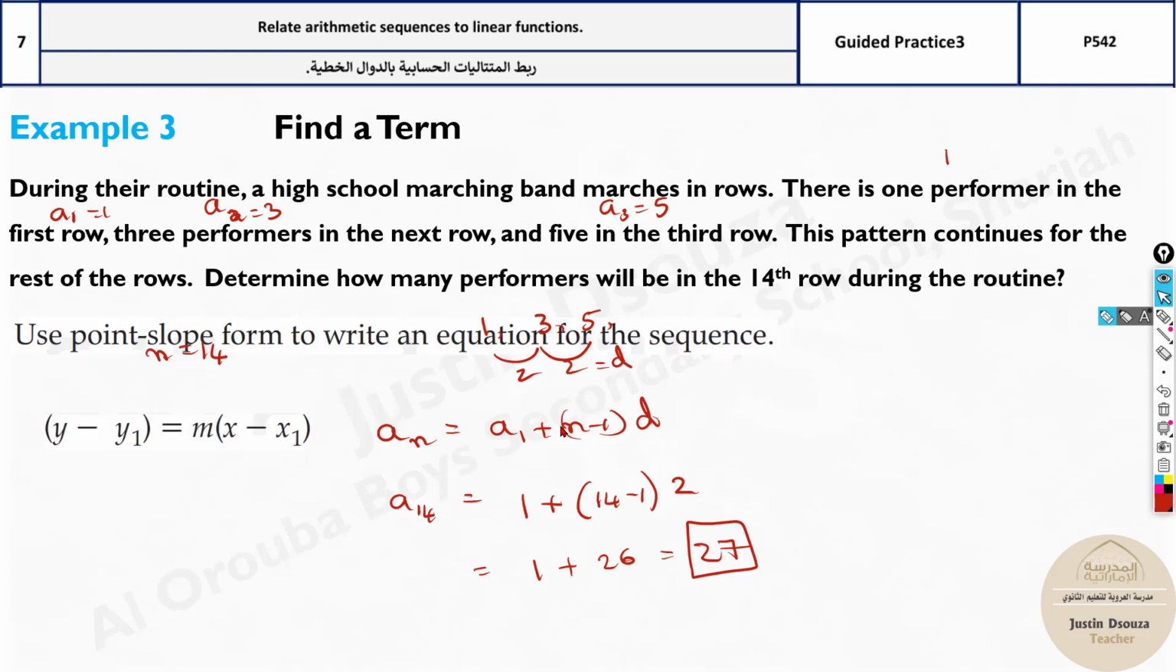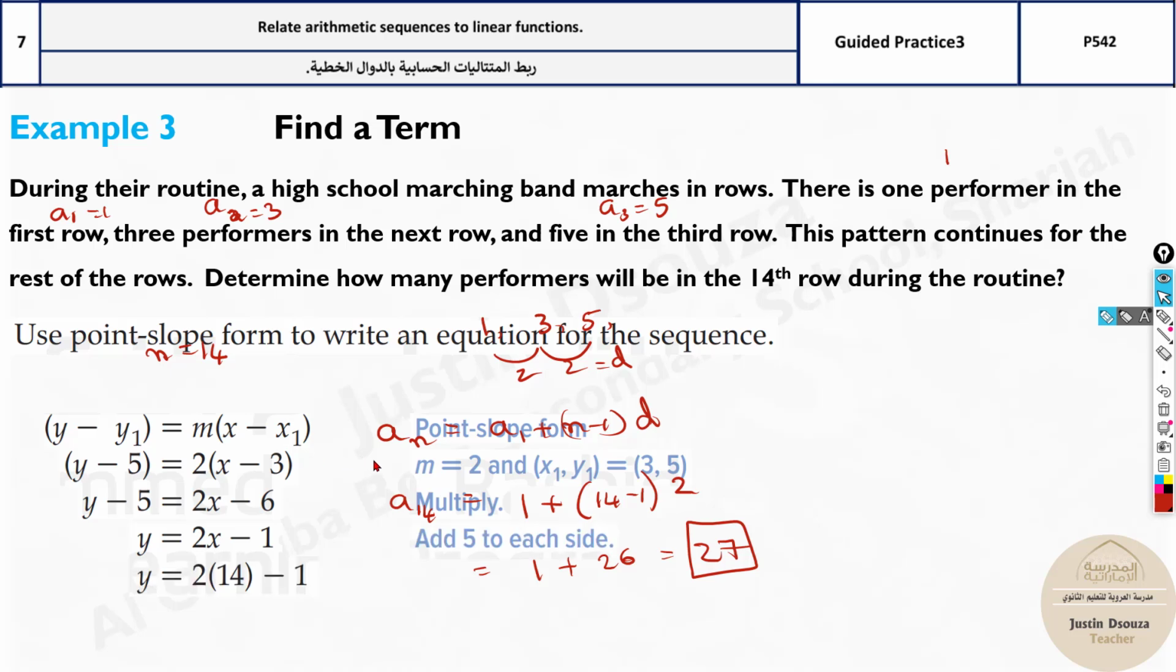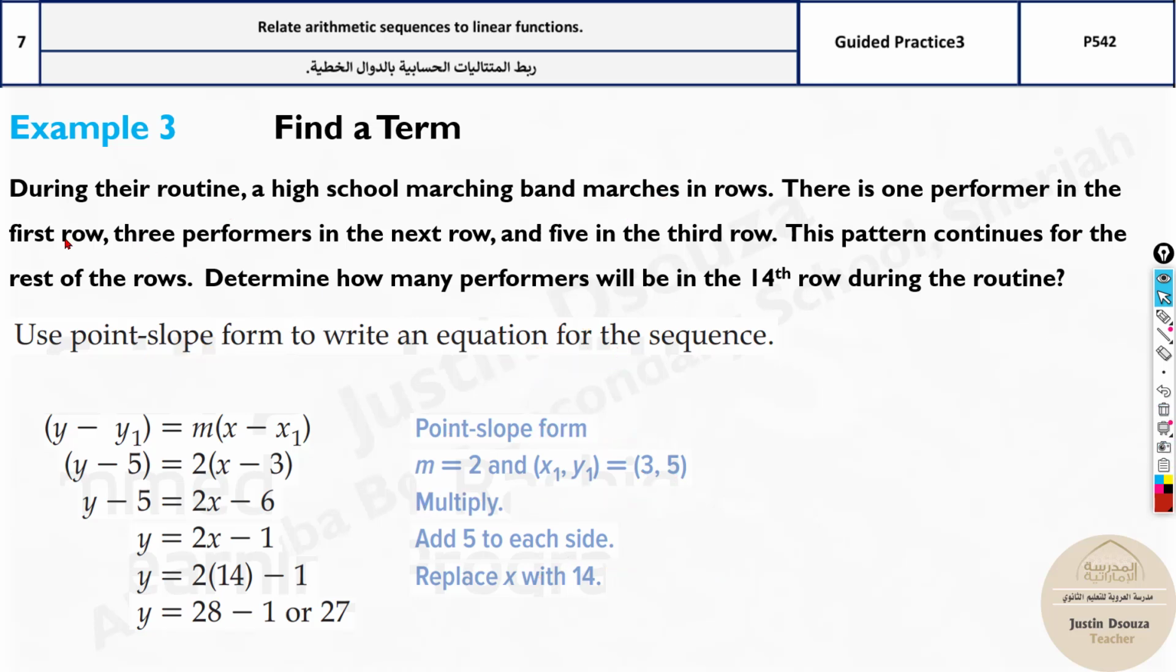So this is how you can solve it. Now here a different variation of the formula is used, but the final answer will be the same. You can see the answer is 27. So very simple. But now look over here. They have clearly mentioned the first row, that is A1. It is 1. A2 is 3. A3 is 5 and so on.